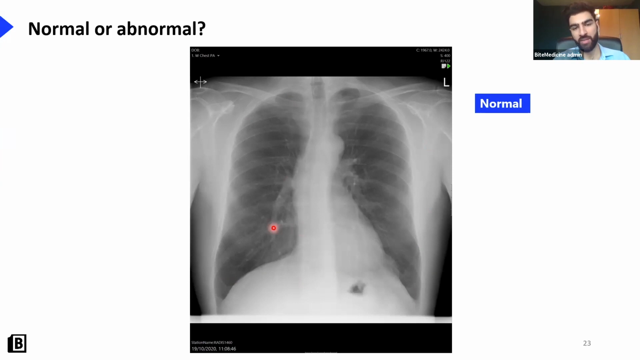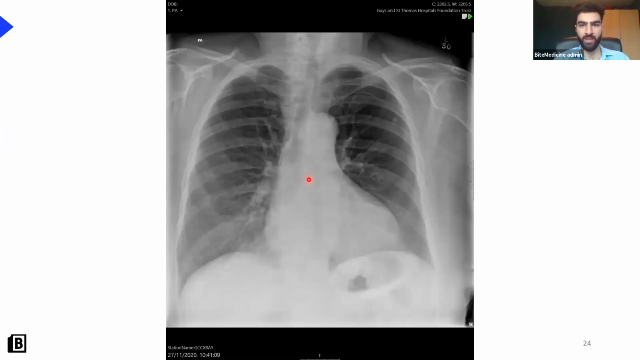Some of you, I think maybe this is why you thought it was abnormal, because of this. That's normal. That's why you need to look at a lot of normal films. That's just the pulmonary artery there, and it can be a bit dense in some people. That's absolutely fine. That is just part of the pulmonary vasculature, and that's part of the hilum. Nothing to worry about there. Okay, normal or abnormal?